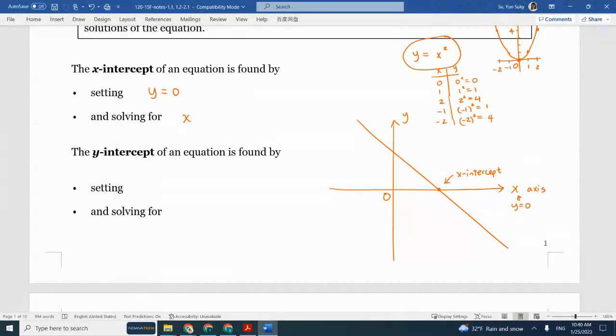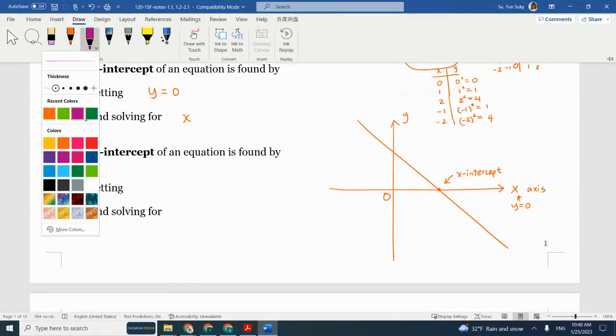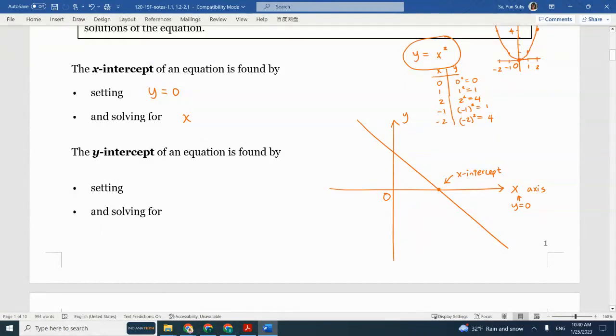Okay. And then how about the y-intercept? Well, the y-intercept, the y-axis, corresponds to x is 0. Therefore, for the y-intercept here, we're setting x equal to 0, and we solve for y.